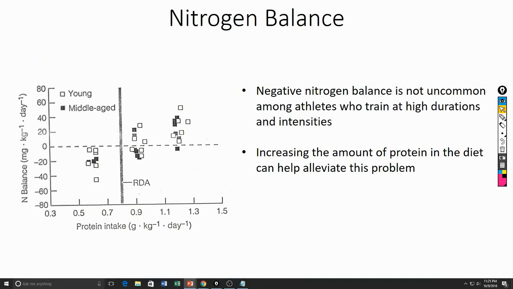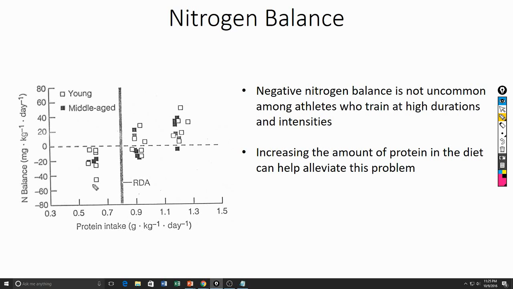So if we look at nitrogen balance as it relates to diet, here we can see this was done in athletes, young and old, and they just gave them different amounts of protein in their diet. Okay.